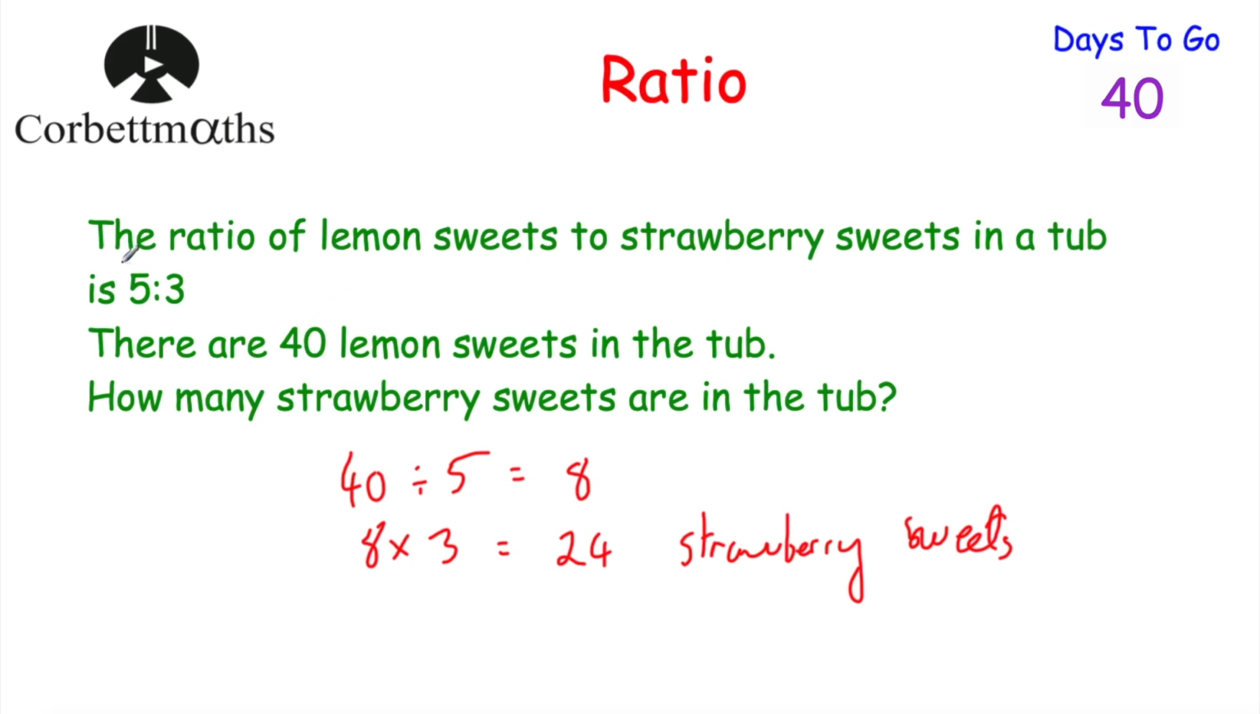it by its number in the ratio. So we've done 40 divided by 5, which is 8. So that means there's 8 sweets in one part. And the strawberry sweets, that's got 3 parts in the ratio. So we just take the 8 multiplied by 3, and that's equal to 24. So there's 24 strawberry sweets in the tub.